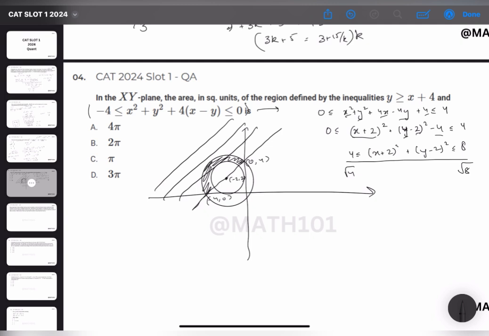So obviously this region would be half times the area of this full ring, which is pi into outer radius squared, that is root 8 squared, minus pi into inner radius squared, that is 2 square is 4, which equals 8 pi minus 4 pi is 4 pi by 2 equals 2 pi. So the answer is B. Moving on, question 4, the answer is B.